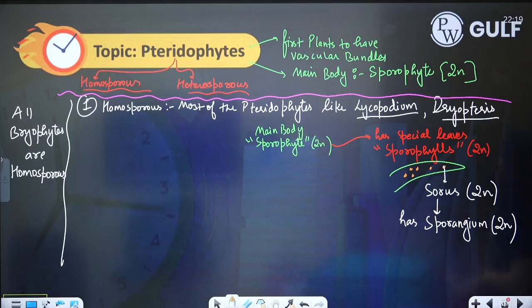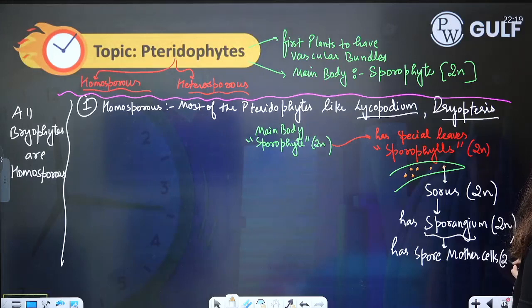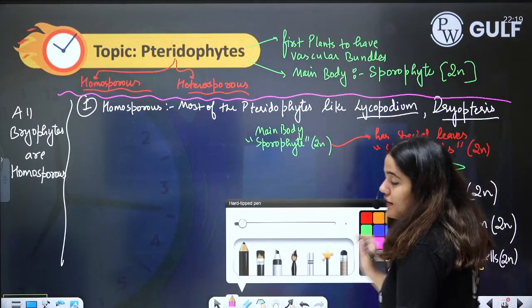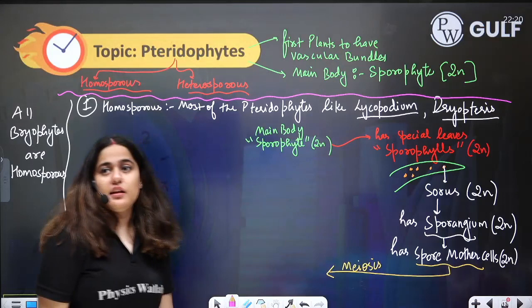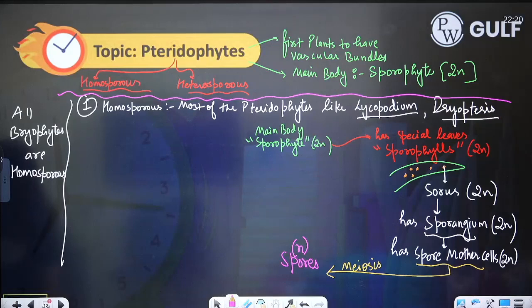Sporangium, beta, has spore mother cells. Now, these spore mother cells undergo meiosis. You have to understand where meiosis is occurring. There are two types of cell division, meiosis and mitosis. You must have studied that in cell cycle and cell division. After meiosis, they form spores, which are haploid, because as you know, meiosis reduces the chromosome number to half. From diploid, it becomes haploid.